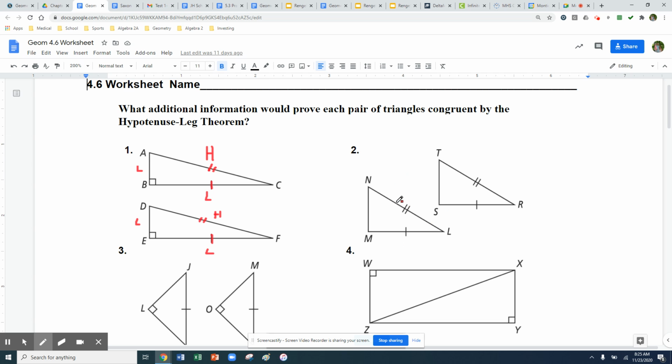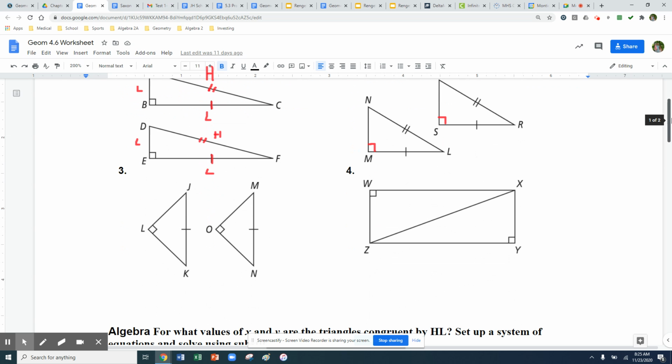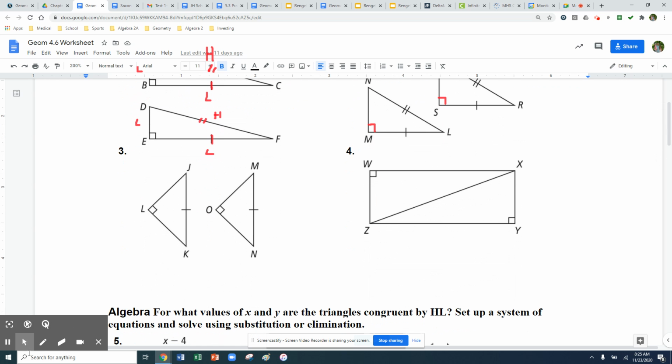If you look at number 2, you've got this side marked. Only thing we would need to know here is if we have a right triangle. So there we could prove that that's going to be congruent based on that being a right triangle right there. And heading down to number 3, we've got our hypotenuse marked right here. So if we just knew either this leg was congruent to that leg or vice versa, if you wanted to use this one down here, if you knew this leg was congruent to this leg, now you've got your hypotenuse leg theorem.